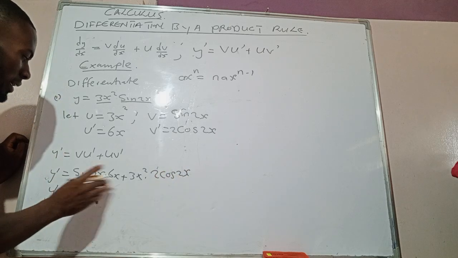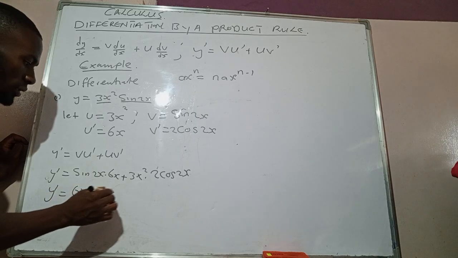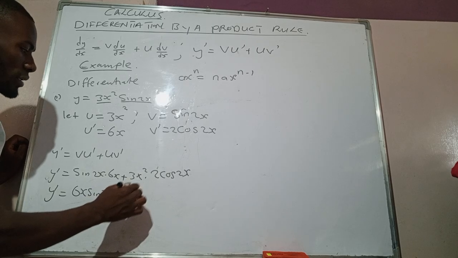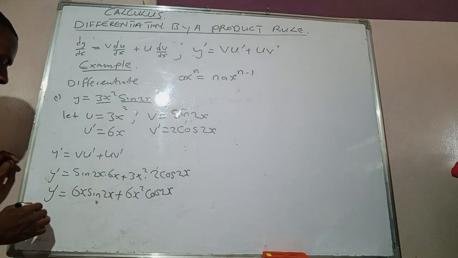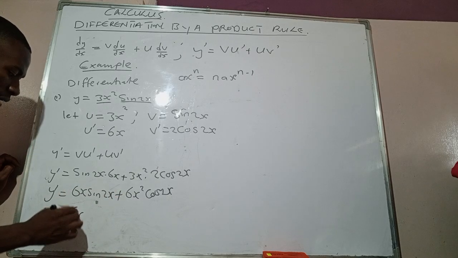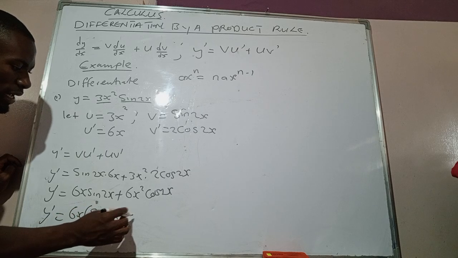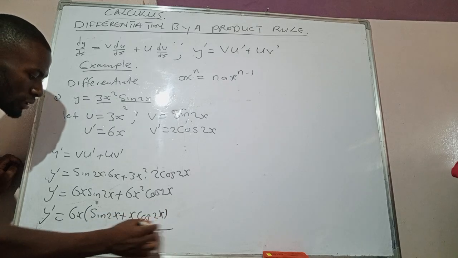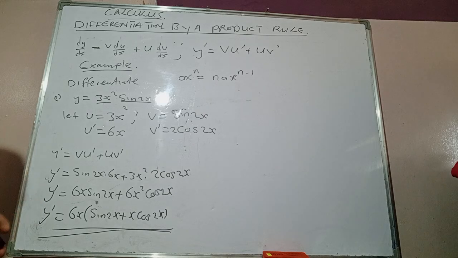Then we're going to expand here, so we're going to have 6x sine 2x plus 3 times 2, you're going to have 6x squared cos 2x. So what is common here? You factorize out 6x so that you remain with sine 2x plus x cos 2x. So this is our final answer. Okay, so let's also look at the second example.